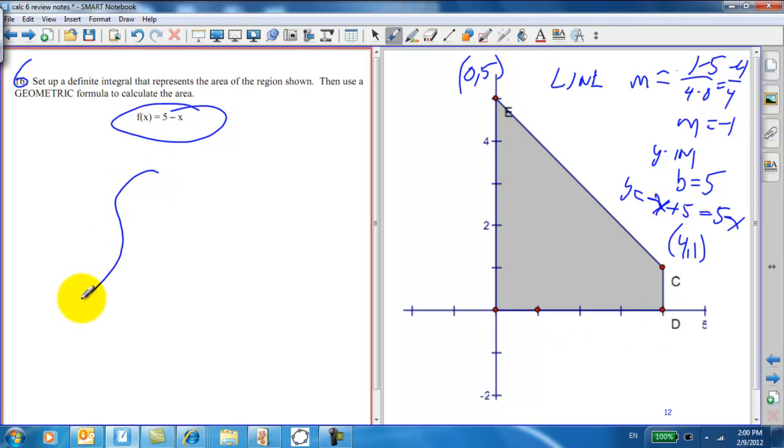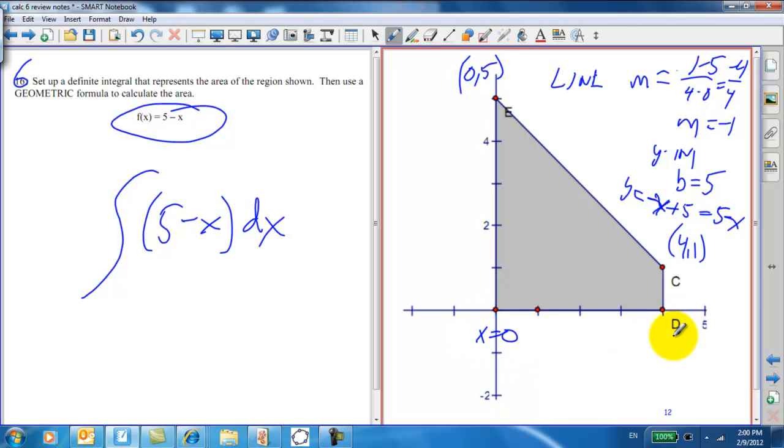So we're trying to do the integral of 5 minus x dx and go from the x-coordinate of 0 to an x-coordinate of 1, 2, 3, 4. So go from x equals 0 to 4. Okay, that's setting up the integral. Now use a geometric formula to find the area. You've got a couple choices on this.